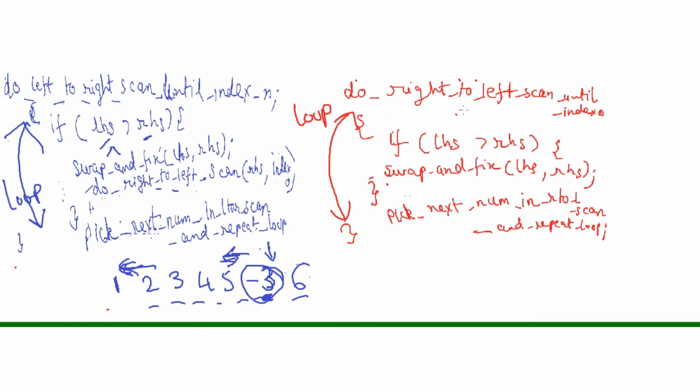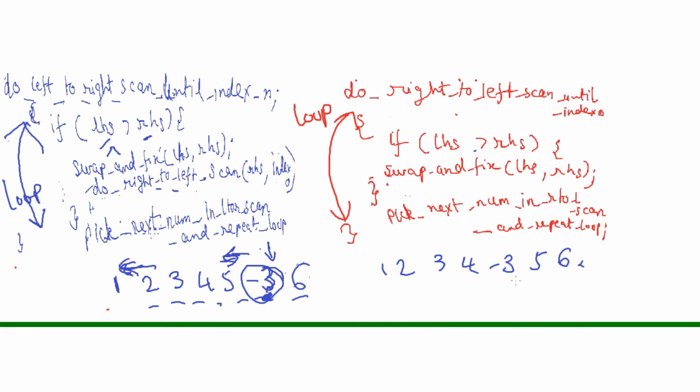So as part of the right to left scan, we will check whether the left number is greater than the right number. And yes, if that is the case, again there is a swap. We do a swap and a fix of the left and the right numbers, right? So we will have 1 2 3 4 -3 5 and 6, and again the next number in the right to left scan is picked up and the loop is repeated.